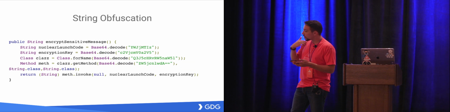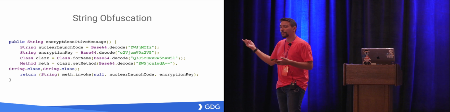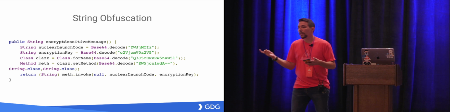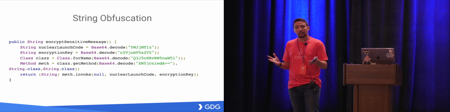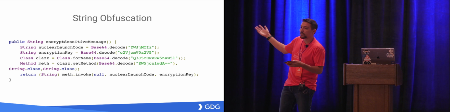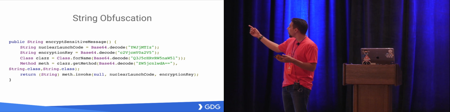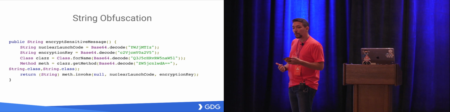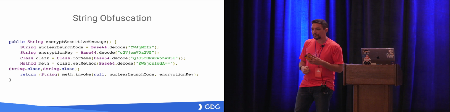But let's take it a bit further and add string obfuscation. Now, with string obfuscation, instead of just giving out the string resources right there for the hackers, we encode them, for example, in this case, with Base64 encoding, and add them right there. So right now, when we're actually creating the class and the method objects, we'll make it even harder for somebody to understand what's going on in there.